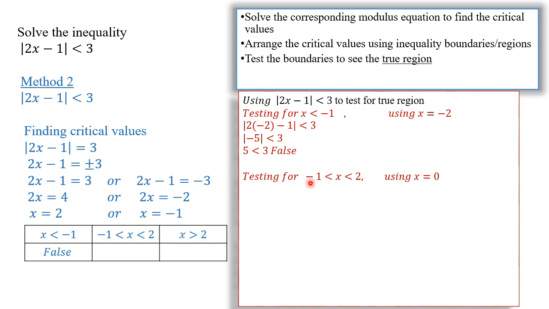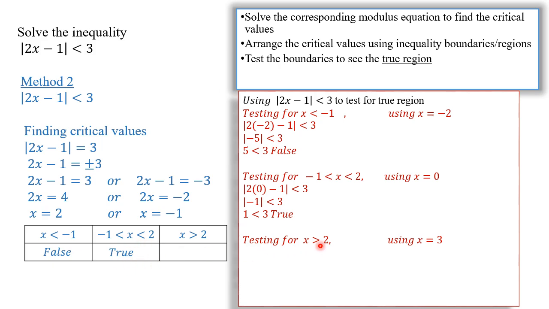We are testing for minus 1 less than x less than 2 here. So we are going to take a number between minus 1 and 2 here. So it's x equals to 0 and place it into the inequality here. So we are going to see modulus of minus 1 less than 3. So 1 is less than 3 here. It's a true statement. So which makes the second region true here.